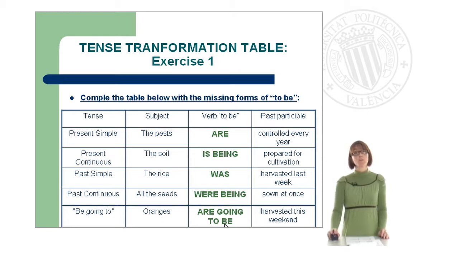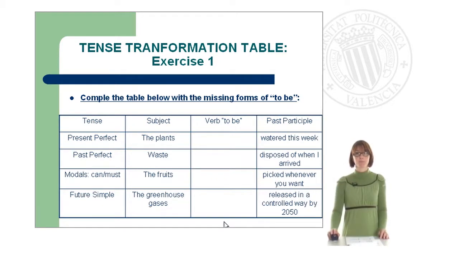Now let's continue with more difficult verb tenses. Okay, let's have a look at the present perfect. The plants, blank, watered this week. Past perfect: waste, blank, disposed of when I arrived. Modal verbs such as can or must: the fruits, blank, picked whenever you want. And the future simple: the greenhouse gases, blank, released in a controlled way by 2050. Okay, and here you have the results. Have been, had been, can and must be, and will be.